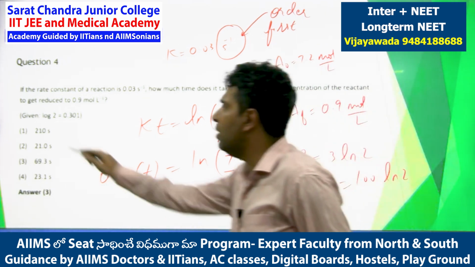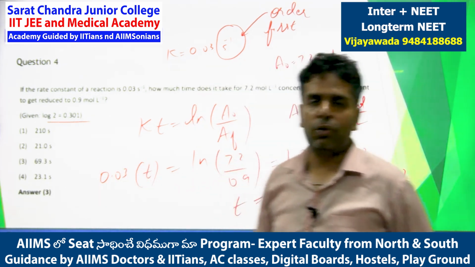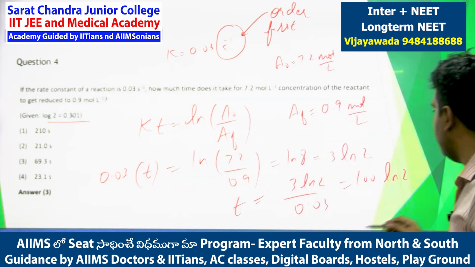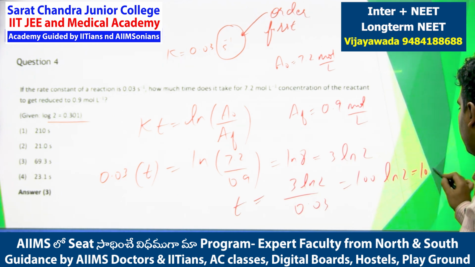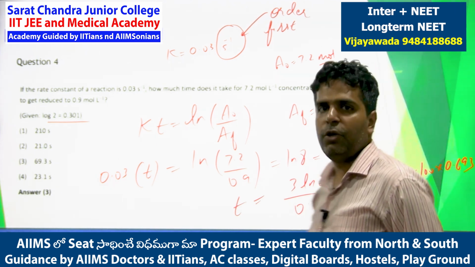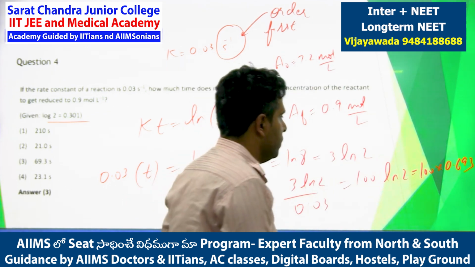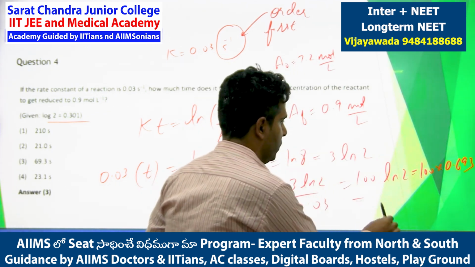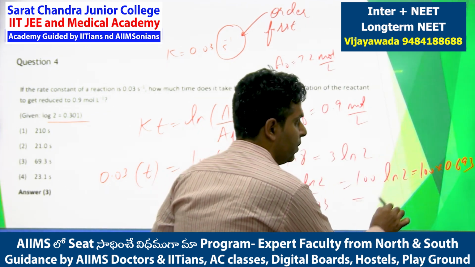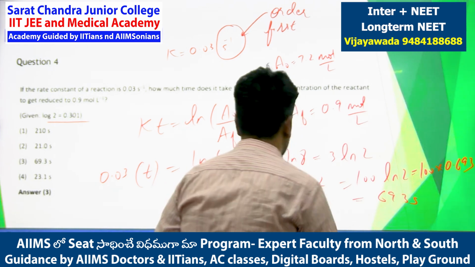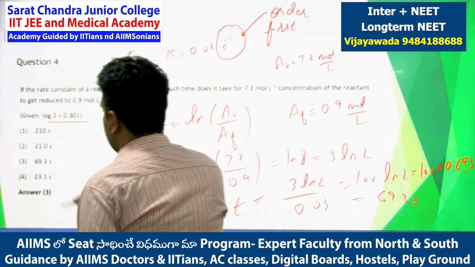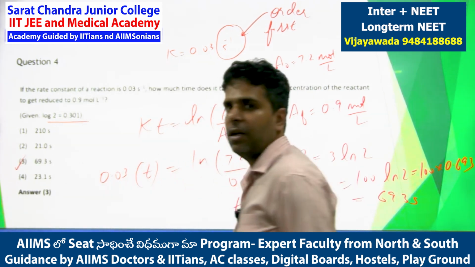In the question the value of log 2 is given, that you can use, or if you remember the value of ln 2 is 0.693, you can use that directly. So 100 into 0.693. Putting the value of ln 2 as 0.693, you will get the time to be 69.3 seconds. That is the third option.